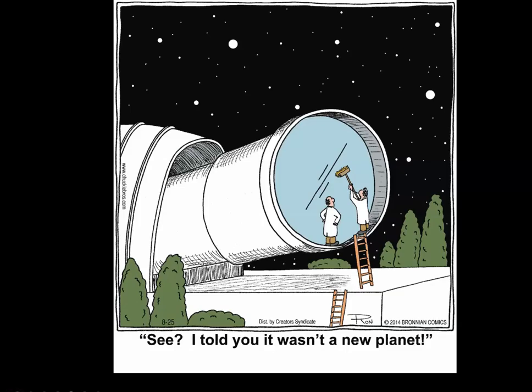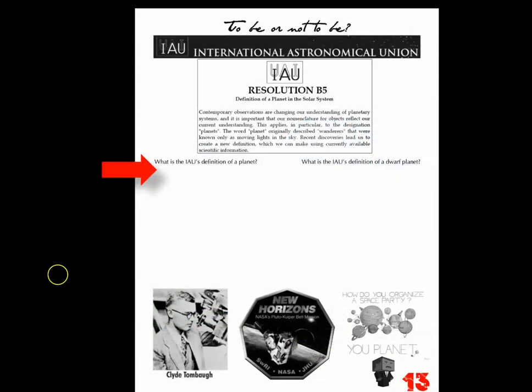We're going to look a little closer at the definition that the IAU established in 2006 for the first ever definition of a planet. Let's look a little bit closer at the various aspects of how the IAU defined planet.